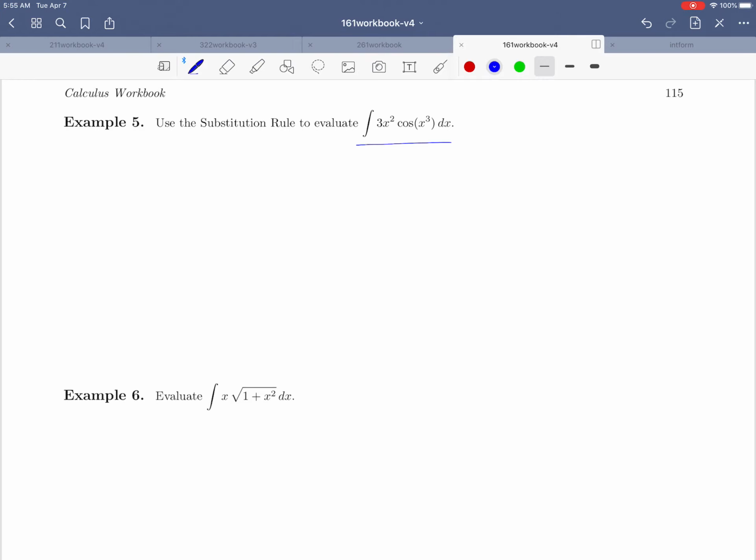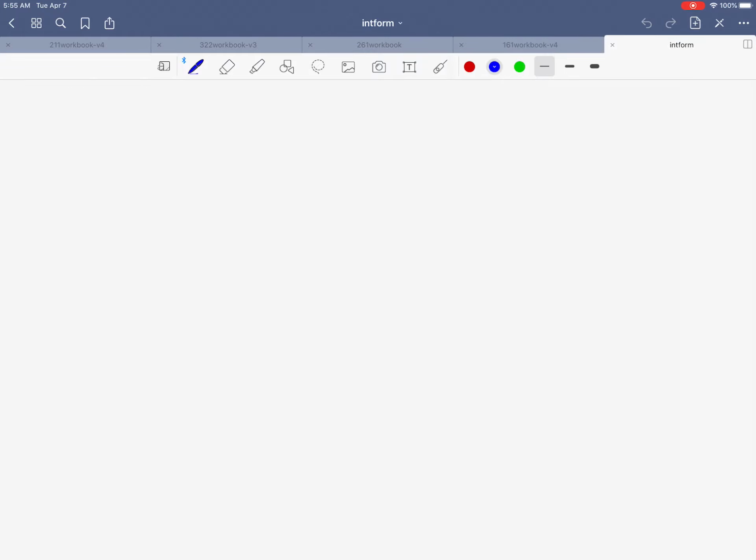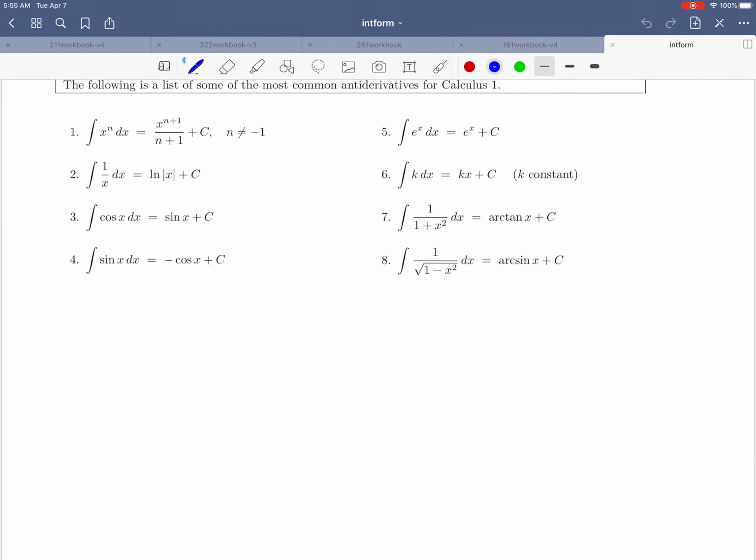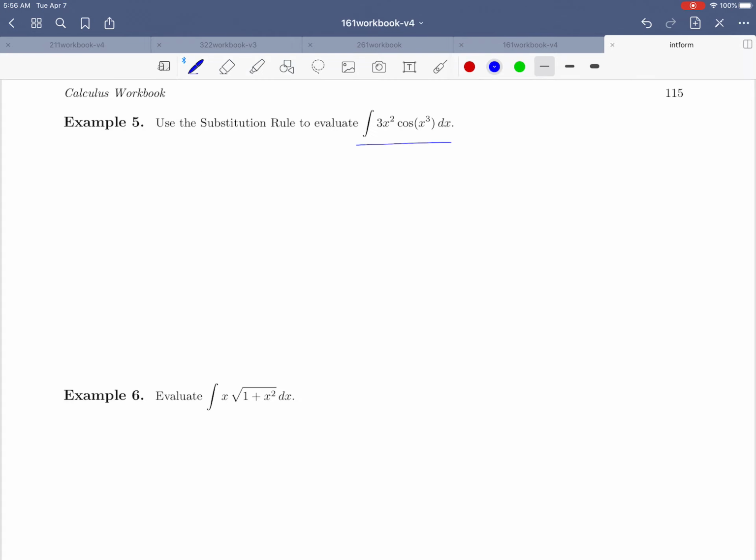Okay, the first comment I want to make before we do this is to sneak a peek at the list of common antiderivatives that we already know. Let's make that a little bit bigger. Notice that these are 8 formulas that help us to find antiderivatives, but the function that we just looked at on the previous page is not one of these 8 formulas. That function in example 5 is too complicated, it's not on our list, and so this table of formulas is not going to help us. Okay, so back to the problem at hand.